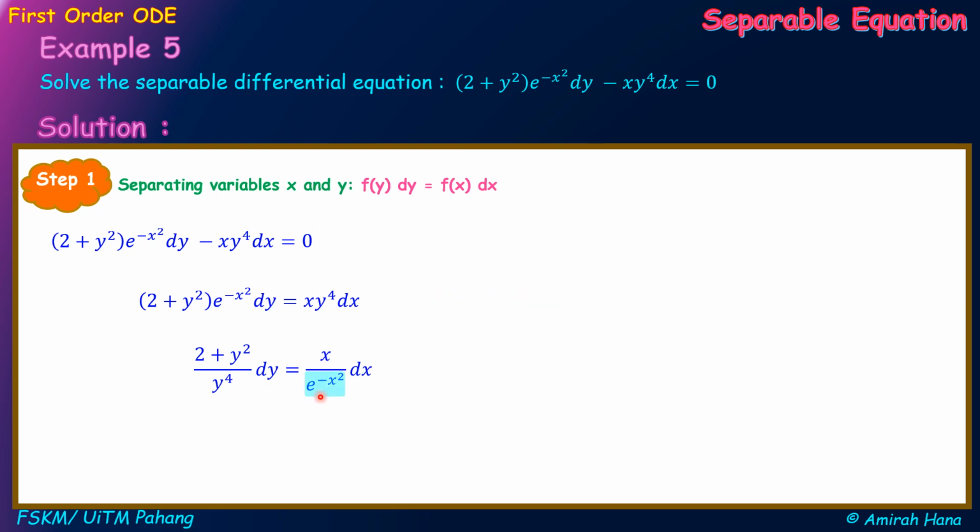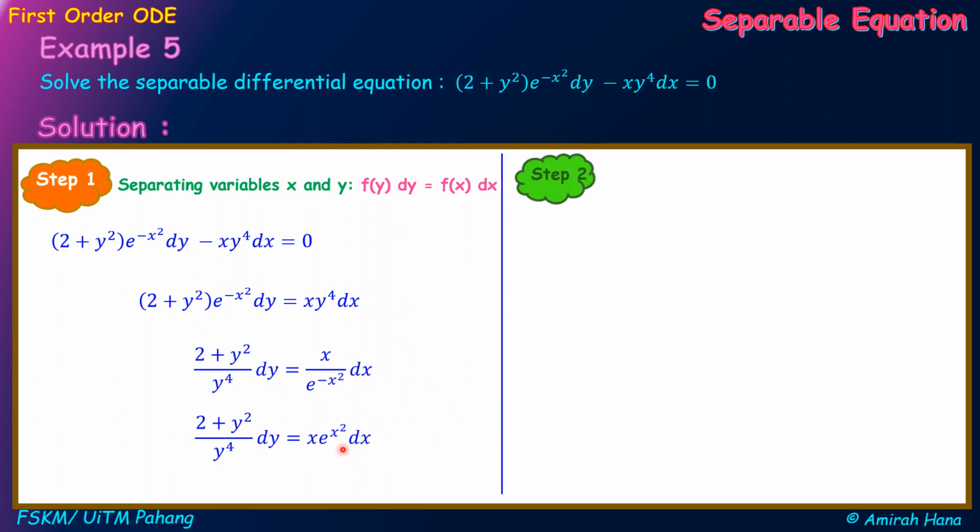Before we integrate, we can move e to the power of negative x squared up, using the properties of indices. If we have a negative exponent in the denominator, when we move it up, we have a positive exponent. So after we move it up, we get 2 plus y squared over y to the power of 4 dy on the left hand side, equals x e to the power of positive x squared dx.